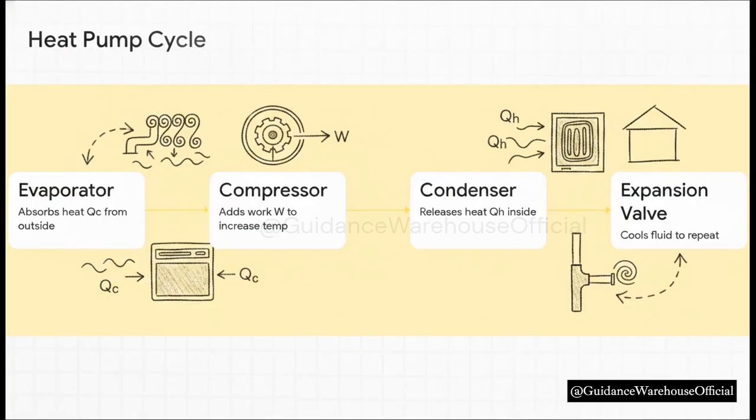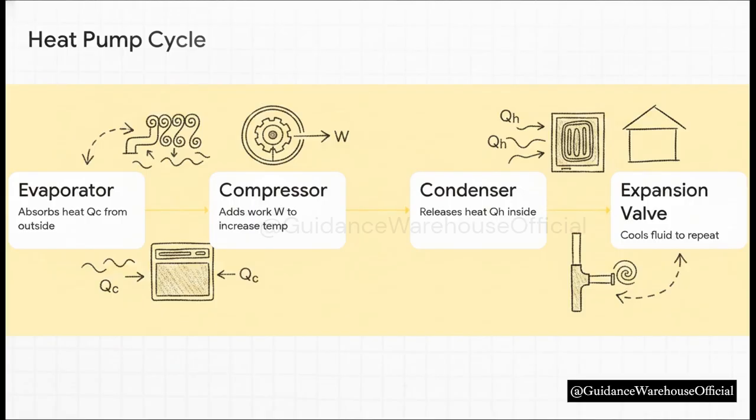Let's walk through the actual physical steps. How does a machine grab heat from freezing outside air to warm your living room? Well, inside the system is a working fluid. Step 1. The fluid goes through the evaporator coils outside. Even if it's freezing out there, this fluid is engineered to be even colder, so it absorbs heat from the outdoor air, that's our QC, and turns into a gas.